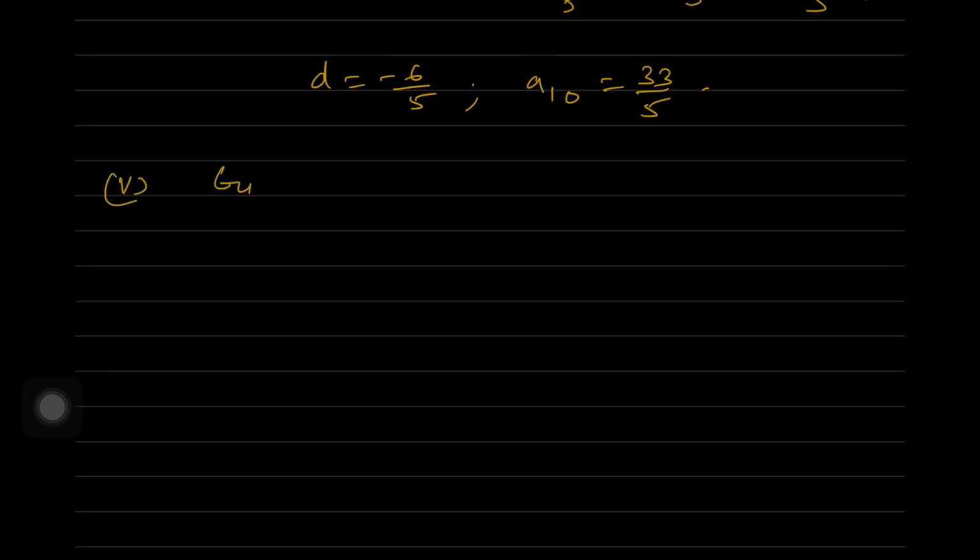So the fifth one is given: d is equal to 5, s9 is equal to 75. Find a and a9.